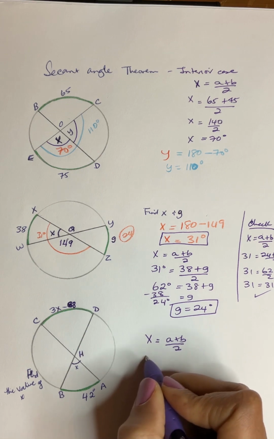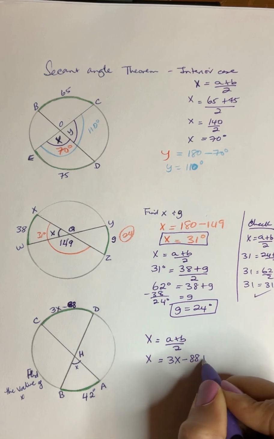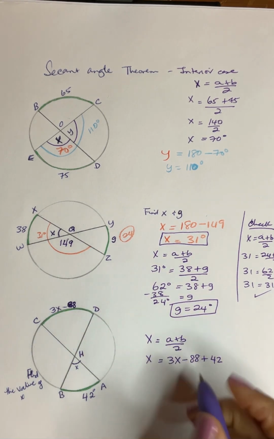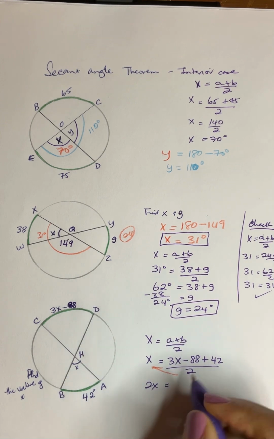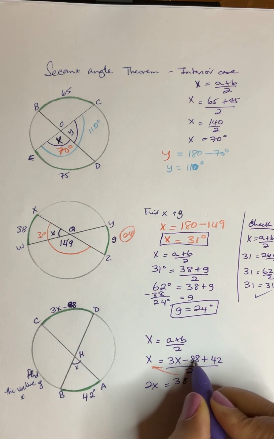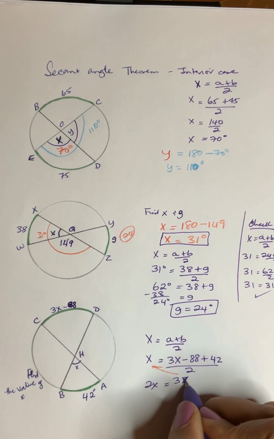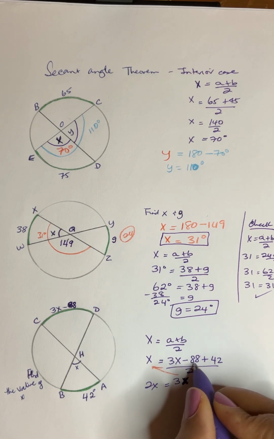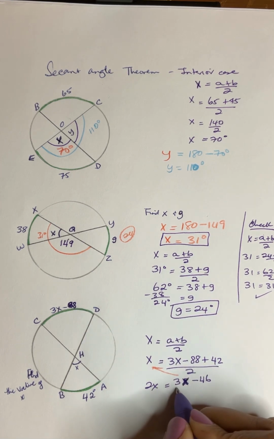All right, so we have x equal 3x minus 88 plus the 42, because that's what the formula is, divided by 2. We cross multiply here. We get 2x equal 3x, sorry. Bring down the 3x. Negative 88 plus 42 is going to be negative 46 degrees, 46, sorry.